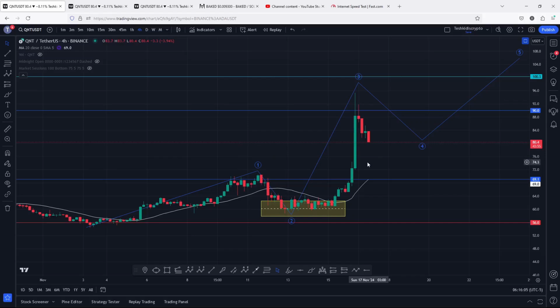QNT at the time of this recording is giving us a bit of a short-term pullback after an aggressive bounce yesterday in a move that peaked above the $95.5. And at the time of this recording, we continue to hold above our key area of support above the $69.1 and above the 20-day MA here on the 4-hour chart.